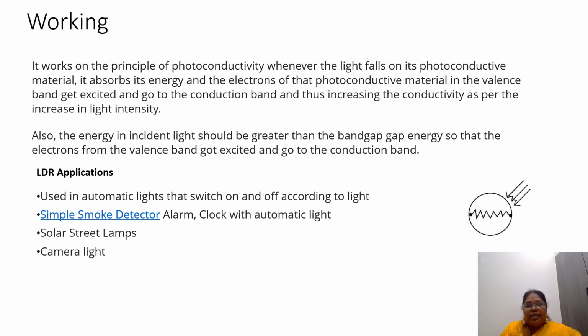So automatic lights that switch on and off according to the light, yes, it will switch automatically. For that we can use this LDR. It is also used in alarms, clocks with automatic light, and solar street lamps. Nowadays they are using it in solar street lamps. And the light in a camera, that is also this LDR.